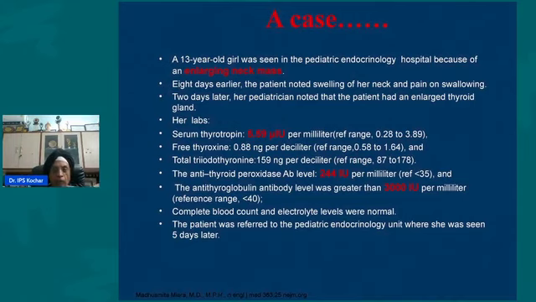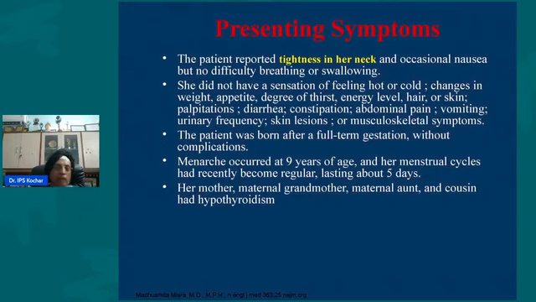The patient came to the endocrinologist and was seen 5 days later. The presenting symptom was tightness in her neck, with occasional nausea, but no difficulty in swallowing or breathing. That means the mass is not pressing on the esophagus or the trachea. She did not have any sensation of feeling hot or cold. There was no change in weight, no change in appetite, and no change in degree of thirst.